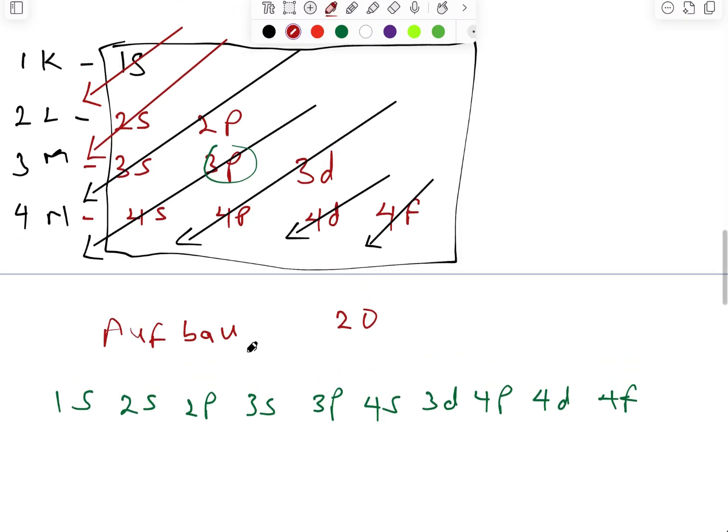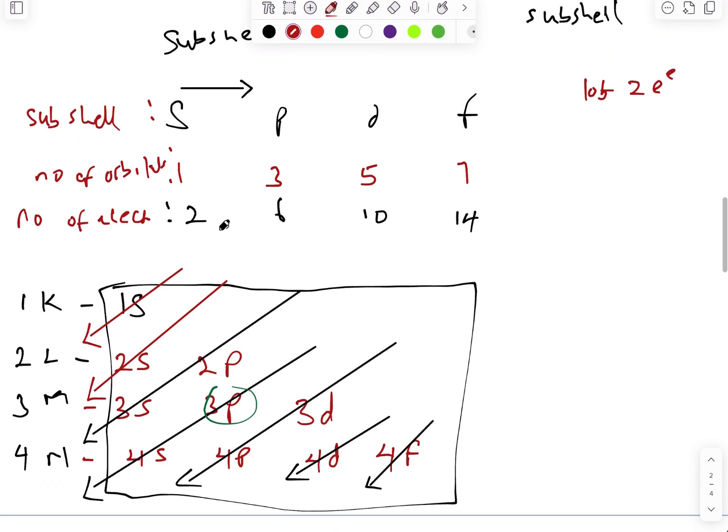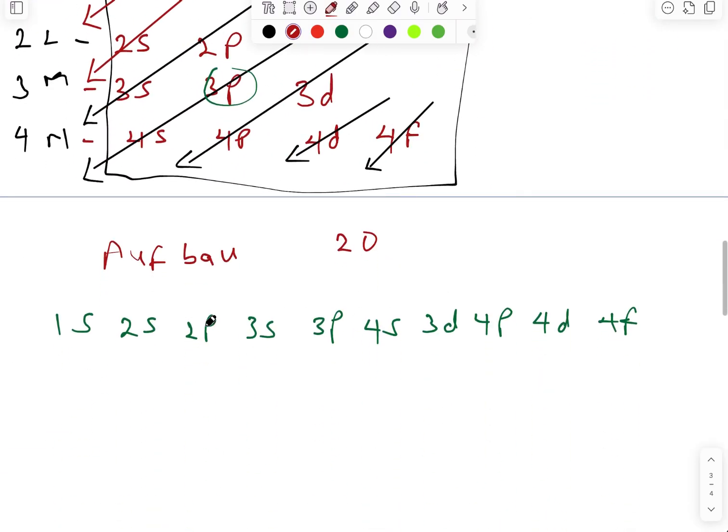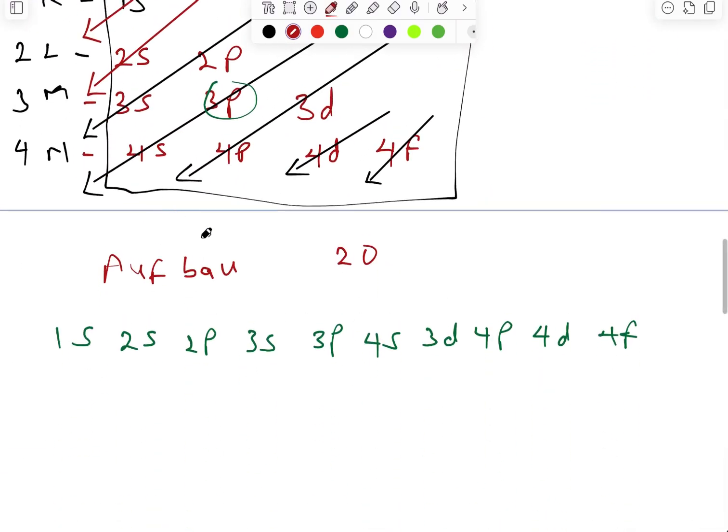So let's begin to fill these one after the other. Now, as I've explained earlier, the maximum number of electrons that can go in any s subshell is 2. For p it is 6, for d it is 10, and for f it is 14. I want you to pay attention to that. Maybe I need to rewrite it here as well.